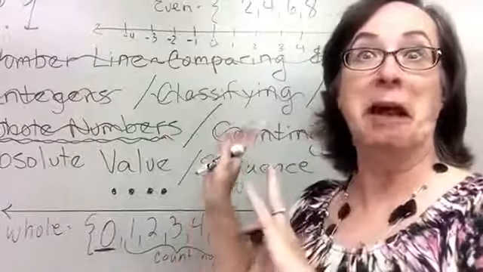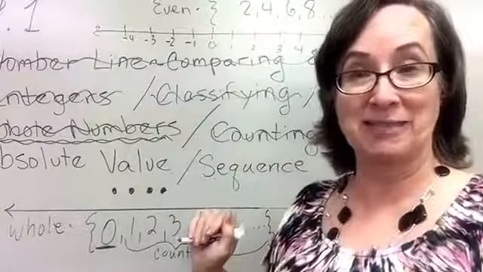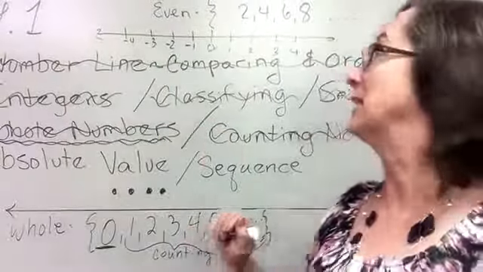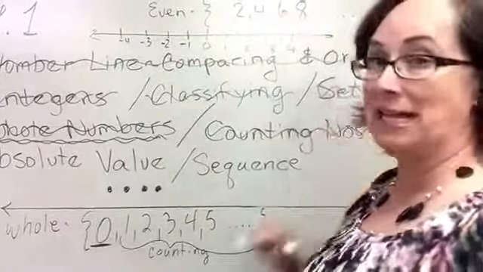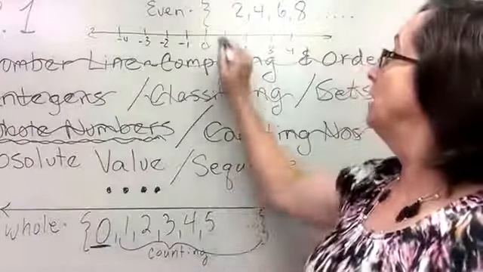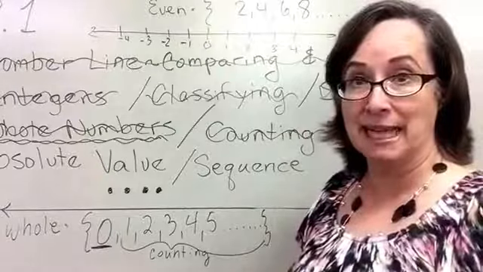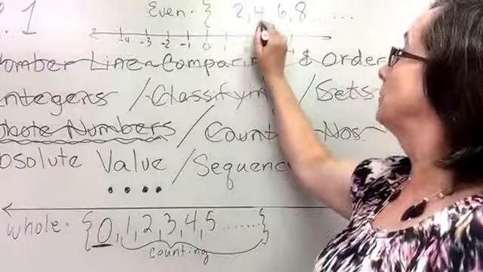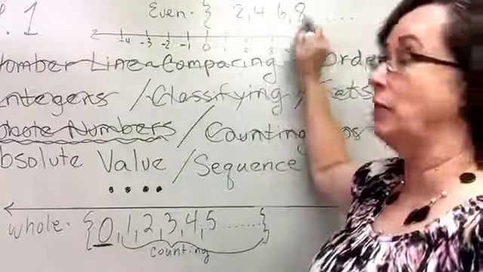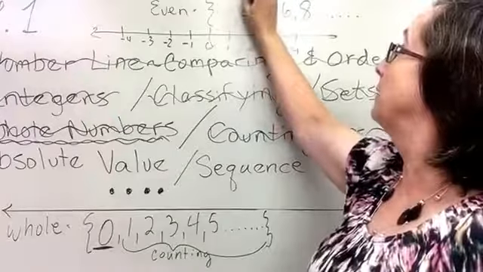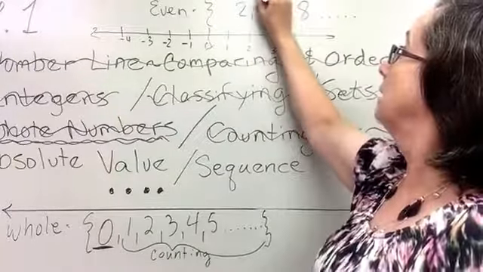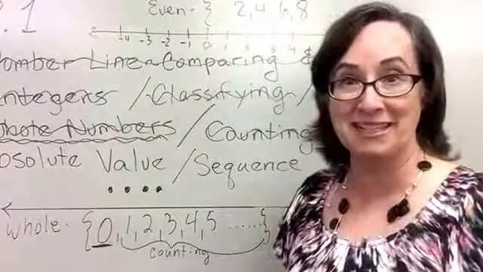So we're going to say positive even numbers. We have to take out 0 because it's not positive. So this is the set of positive even numbers. Notice that there's a pattern in my set. 2 plus 2 is 4 plus 2 is 6 plus 2. I have a pattern, and that pattern is plus 2, plus 2, plus 2.